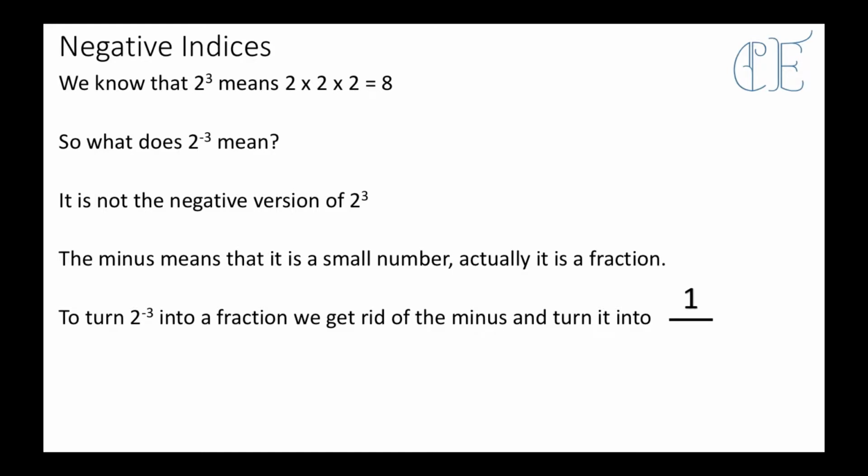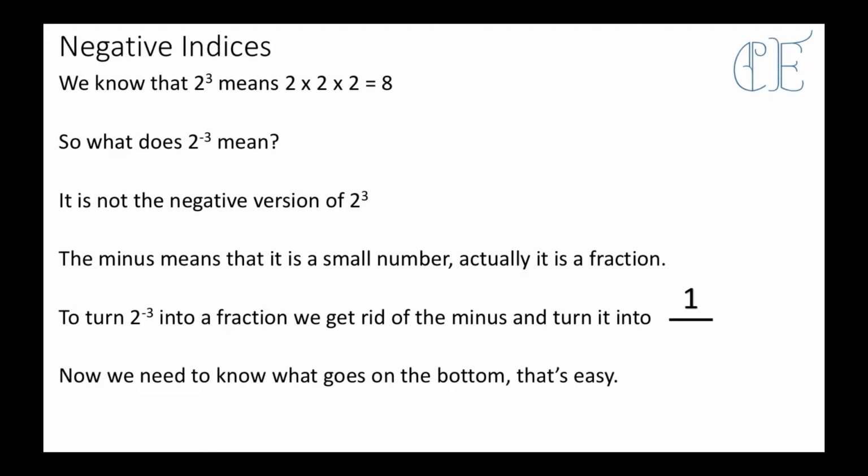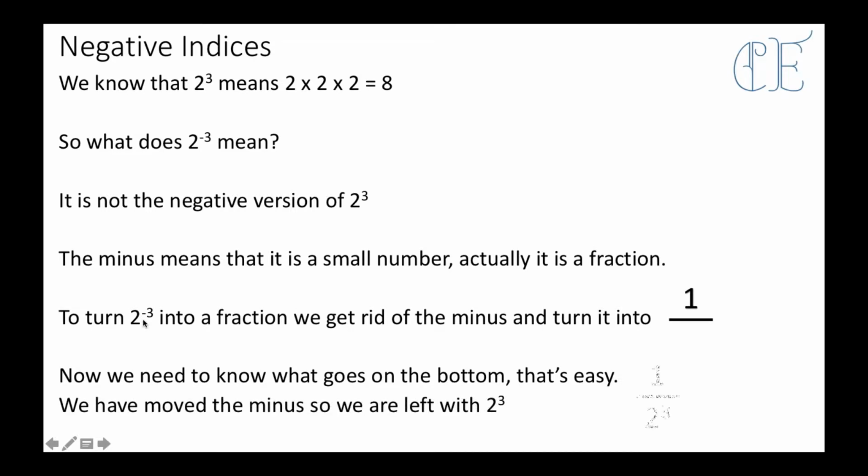So to get rid of that minus, we need to start writing a fraction with 1 over the top of the fraction line. And then to decide what goes on the bottom, it's really easy because you've got rid of the minus, so you've taken this minus away, and on the bottom of the fraction, it's just going to be the 2 to the power of 3, which we had before anyway. We just got rid of the minus. So that's all you have to do. If you've got a minus, you get rid of it by writing the 1 over, and then write the rest of it without the minus in.